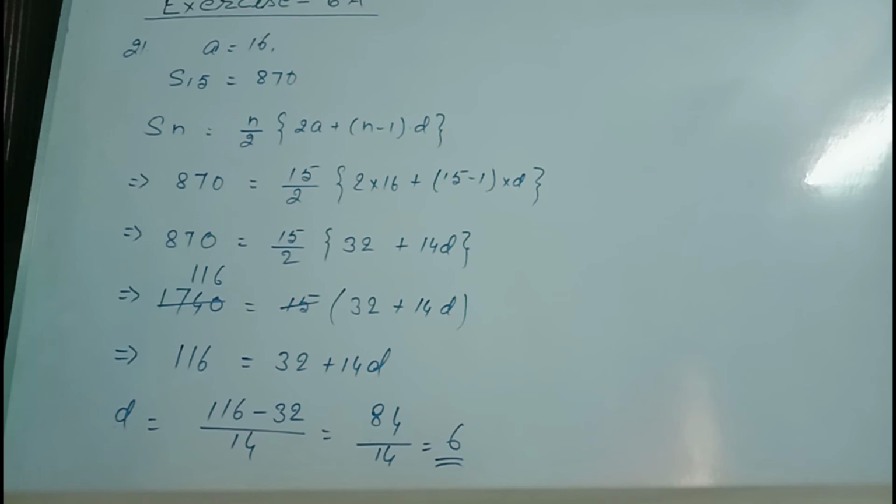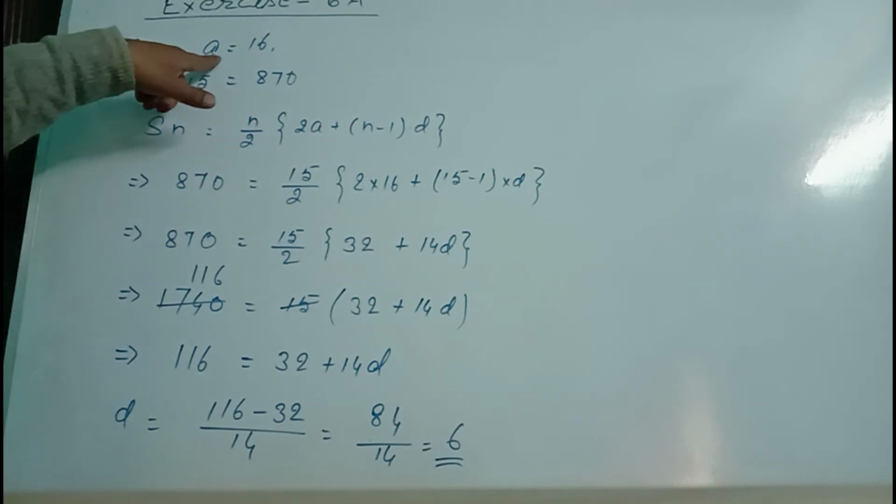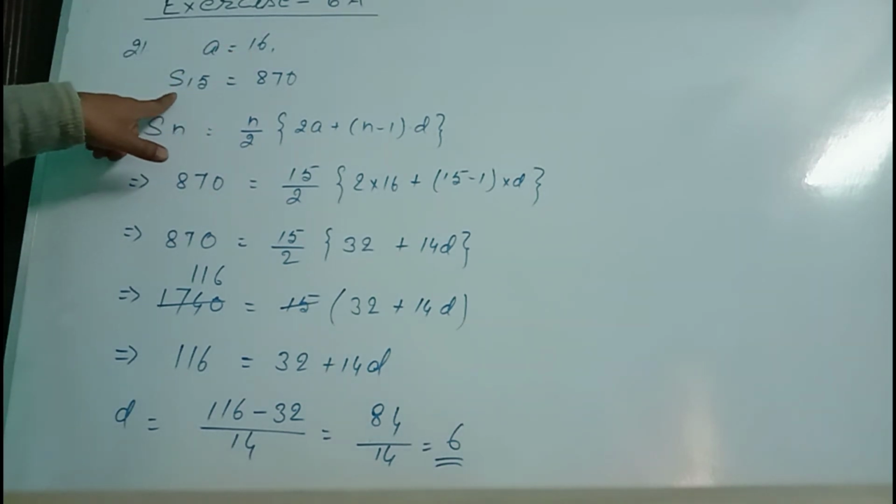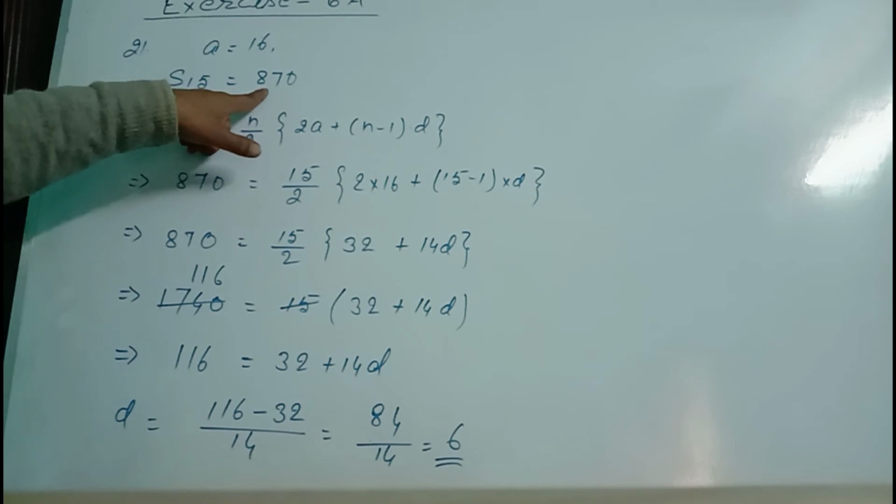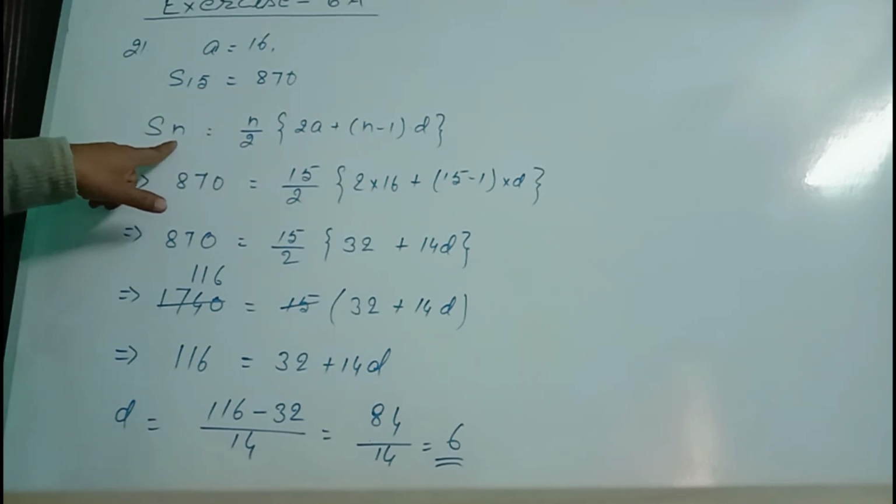In question number 21, this question states that if the first term of an arithmetic series is 16 and the sum of the first 15 terms is 870, find the common difference. The first term a is 16, given, and the sum of the first 15 terms is given as 870. So I have used here the formula of the sum.